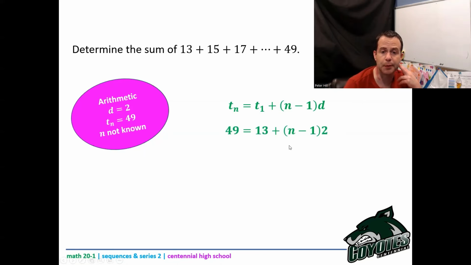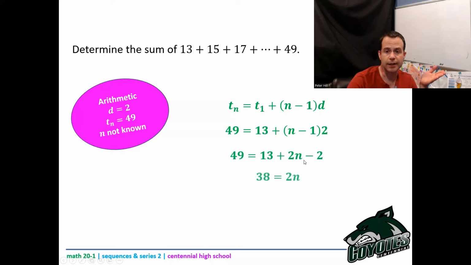So that leaves me with 49 equals 13 plus n minus 1 times 2. I'll distribute that 2, so that's 2n minus 2. 13 minus 2 will give me 11. Subtract 11 from both sides, and I get 38 equals 2n. So then n is 19. There are 19 terms in this sequence.